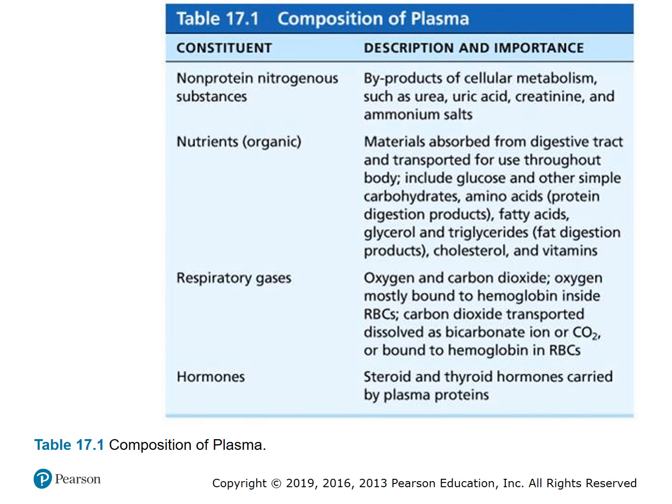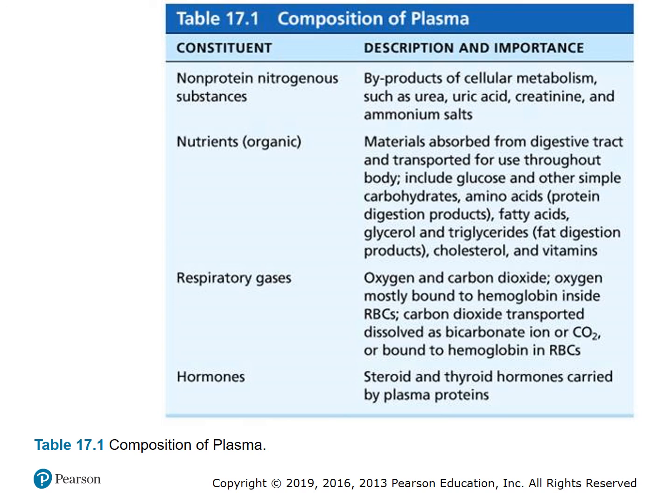Also, other constituents of plasma are non-protein nitrogenous substances. These are byproducts of cellular metabolism, such as urea, uric acid, creatinine, and ammonium salts, for example, from the breakdown of proteins and amino acids. Organic nutrients are absorbed from the digestive tract and then transported for use throughout the body. These would be things like glucose and other simple carbohydrates, amino acids, fatty acids, cholesterol, and vitamins.